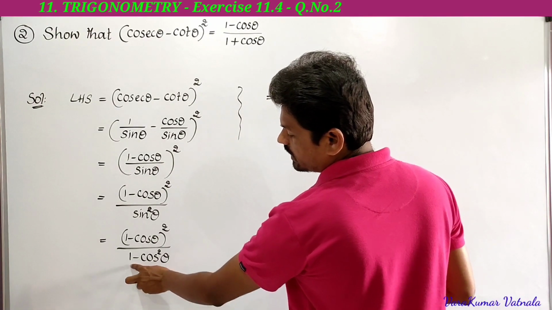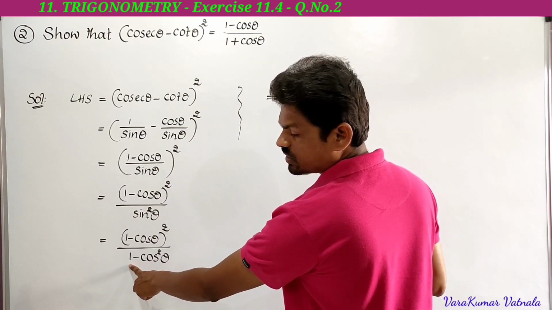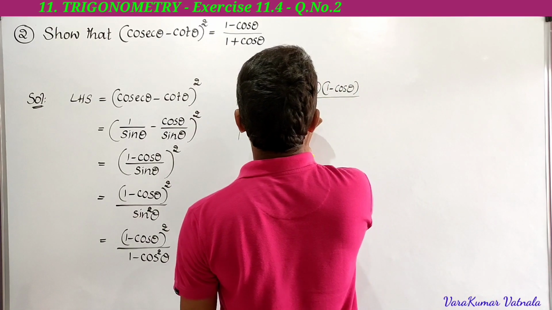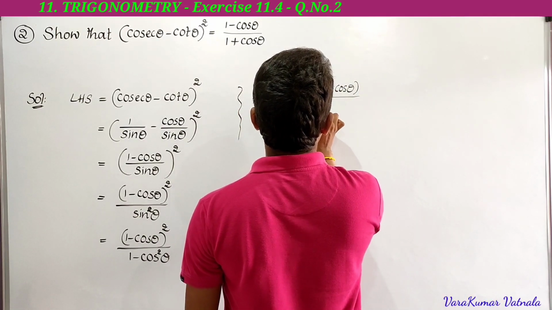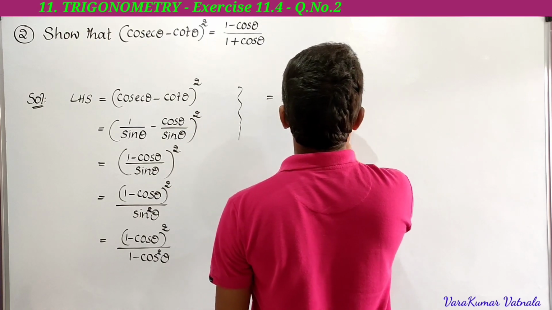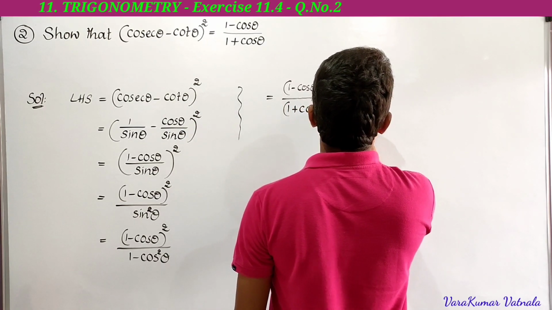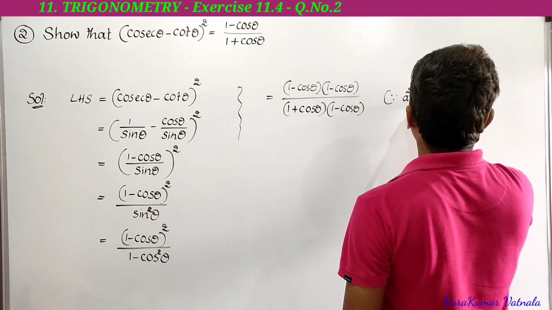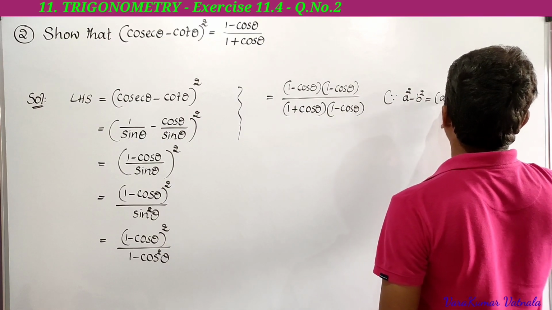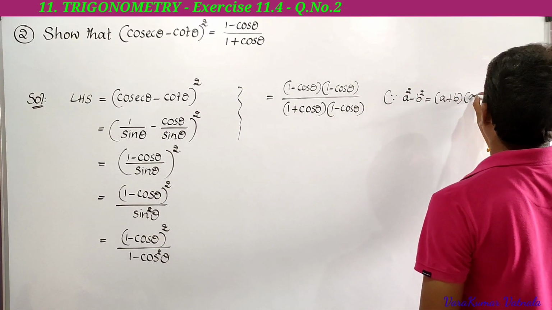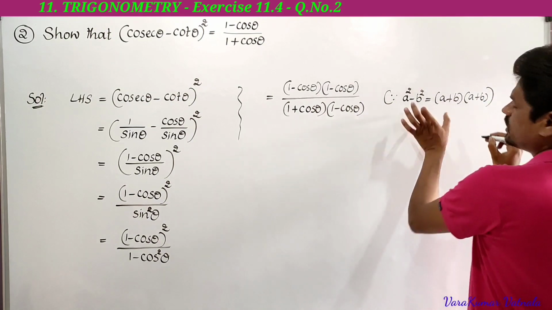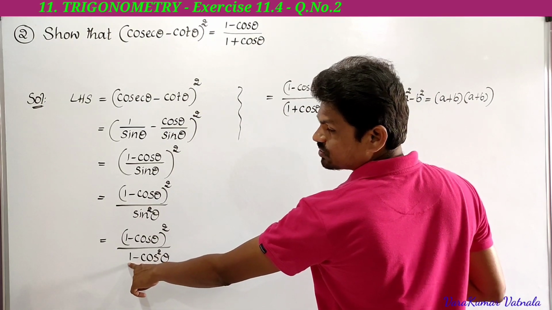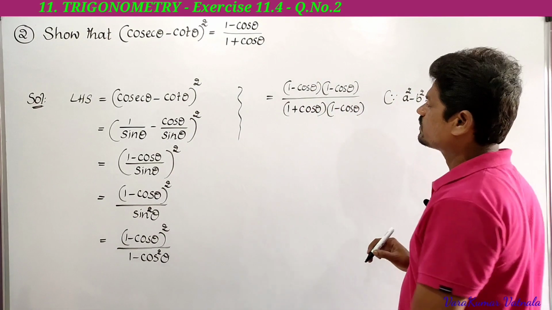Now think that 1 can be written as 1 square, so it is in the form a square minus b square. A square minus b square can be written as (a plus b) into (a minus b). So a plus b is 1 plus cos theta, and a minus b is 1 minus cos theta. Using this formula we have written the denominator, thinking of it as 1 square minus cos square theta.